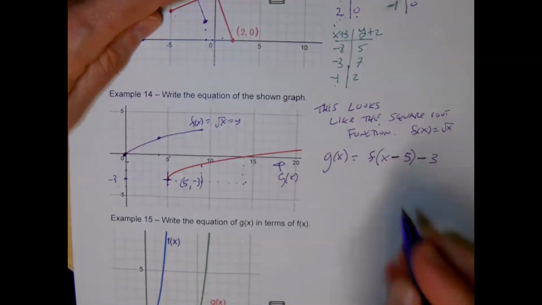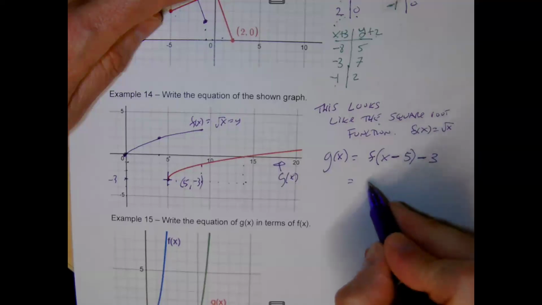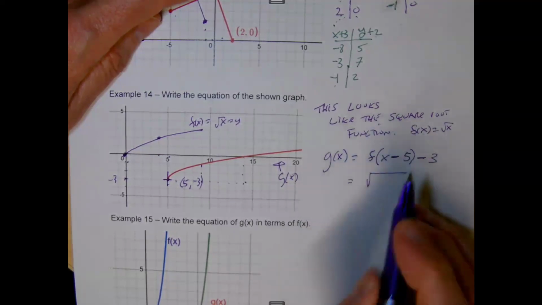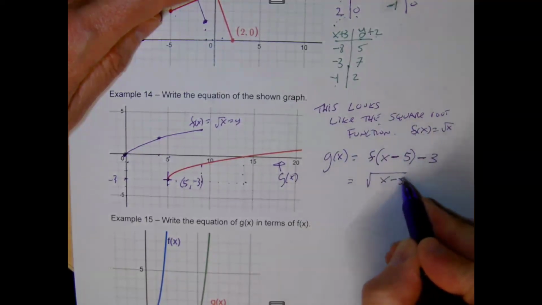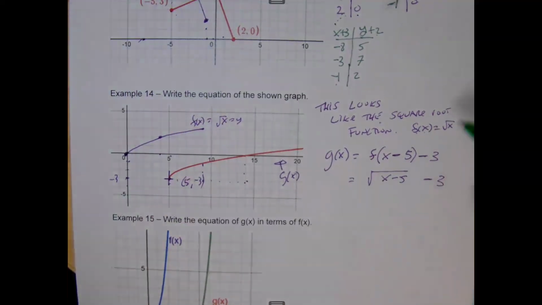If I want to write this not in function notation, but as the equation, all I need to do is, here is my basic function, f of x equals square root of x. And now I can just dump this in, and then at the end, subtract this. So we've been practicing with function notation for this purpose, so I can quickly write the equation using these transformations.